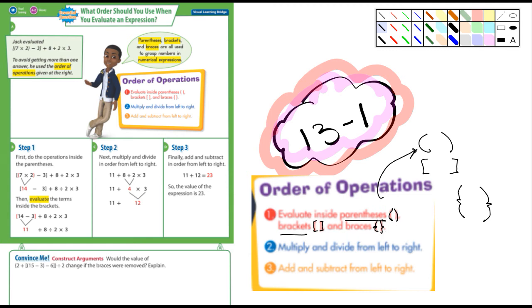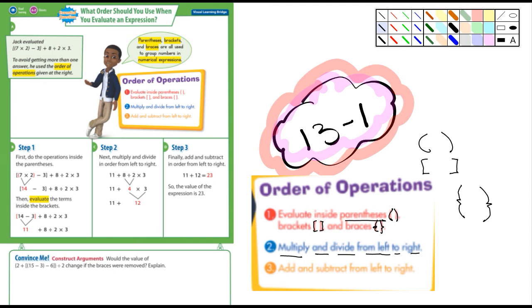And then you multiply and divide from left to right, just like you would read something. Like we read this sentence, multiply and divide from left to right. So we're going from left to right. And then the same thing, you would add and subtract from left to right. And they give us a good example here, and I'm just going to walk you guys through it.